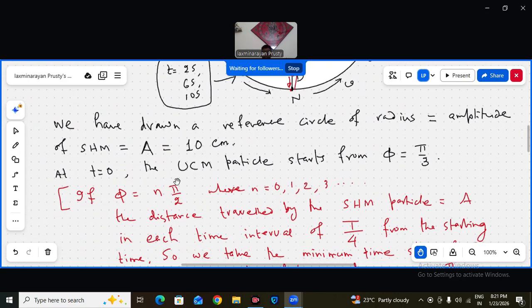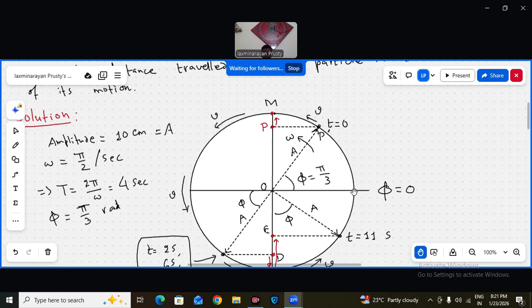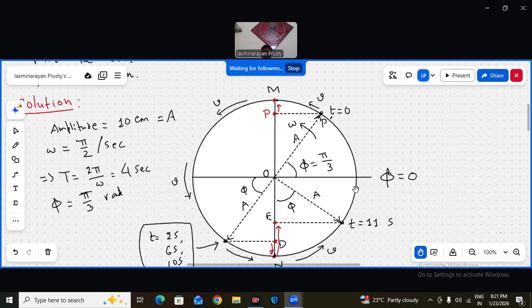If phase is in the form n into pi by 2, where n equals 0, 1, 2, 3, that means phase is equal to 0, pi by 2, pi, 3 pi by 2, 2 pi, 2.5 pi. Yes, it is in that form, starting point here, here, here, or here, these four points are the starting points.